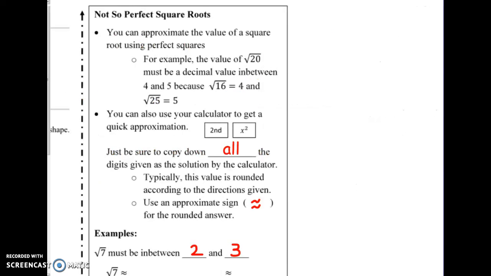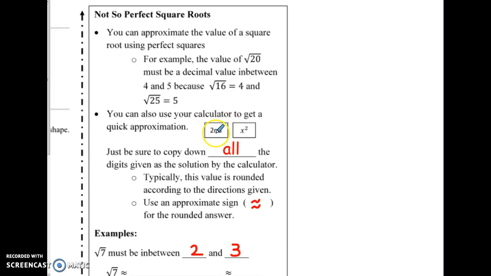So on this side, I want to make sure that you know that you can approximate the value of a square root using perfect squares. For example, if you have to find the value of the square root of 20, know that it's got to be in between the perfect squares of 16 and 25. The square root of 16 is 4. The square root of 25 is 5, so you know the value of the square root of 20 is somewhere in between. Remember, we can find the square root button on our calculator.